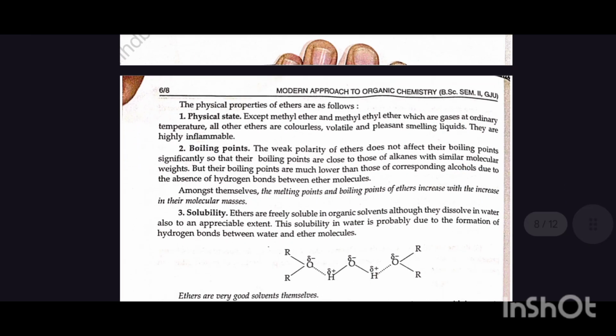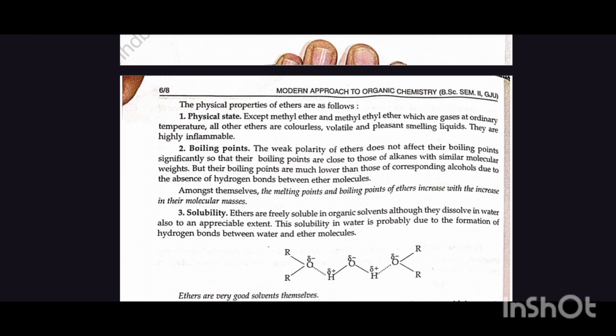The physical properties of ethers are as follows. First, physical state. Except methyl ether and ethyl ether, which are gases at ordinary temperature, all other ethers are colorless, volatile, pleasant-smelling liquids. They are highly inflammable. Second, boiling point.